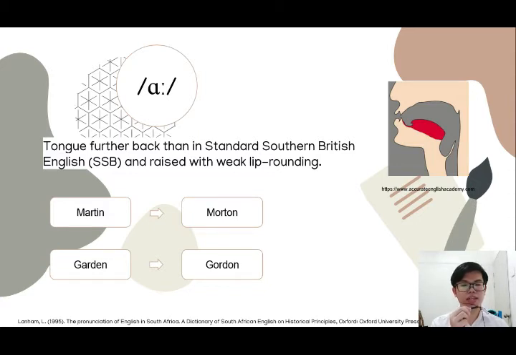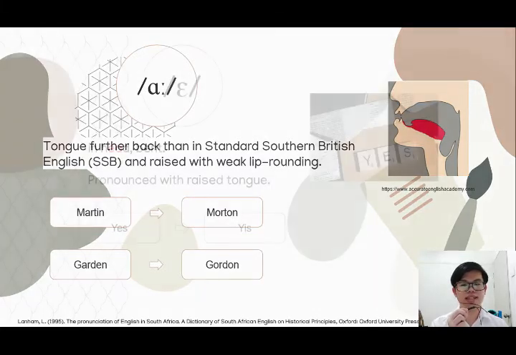Firstly, one of the variations can be seen from the sound, or open back and rounded vowel. When pronouncing the word in South African English, one's tongue would be further back than in Standard Southern British English and raised with weak lip rounding. Hence, we have words such as Martin being heard as Morton. Another example of this variation can be seen from the word garden, which will be heard as Gordon instead.